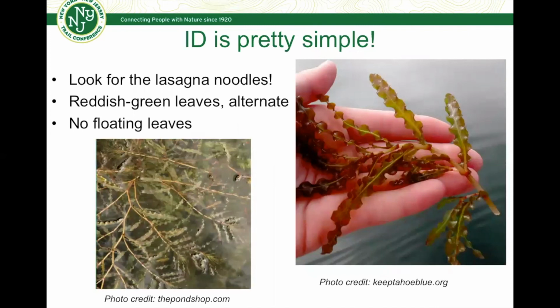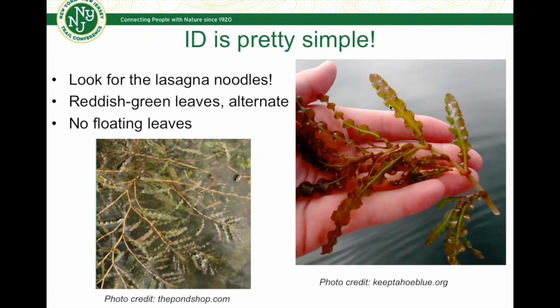The ID for this is actually really simple. So you're out at this lake, you just look in the water. It can grow in lakes, ponds, reservoirs, rivers that are up to 23 feet deep. And really what you're looking for is a plant that's completely submerged. There's no floating leaves on it.